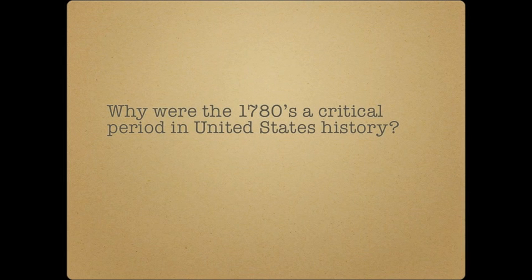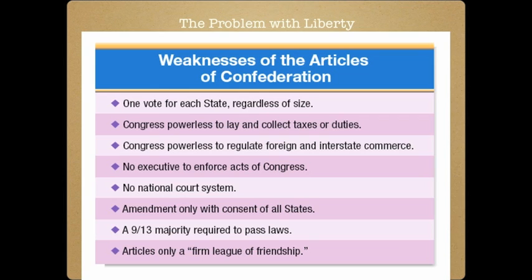Why were the 1780s a critical period in United States history? There were many problems with liberty, and there were many weaknesses of the Articles of Confederation. One vote for each state, regardless of size. Congress was powerless to lay and collect taxes or duties. Congress was powerless to regulate foreign and interstate commerce.